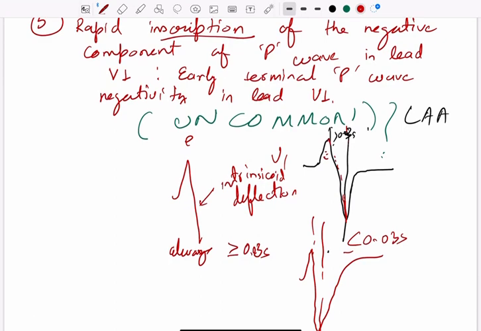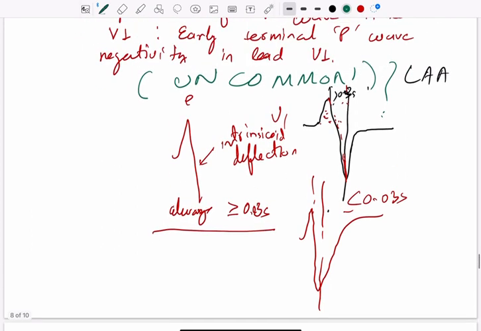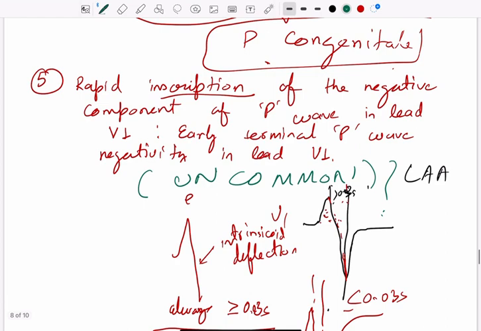Normally the intrinsicoid deflection duration is always more than 0.03 second. But if it is below or equal to 0.03 second, it is suggestive of right atrial abnormality. So early terminal P wave negativity in lead V1 is also one of the characteristic features, but it is very uncommon, and it is very important.